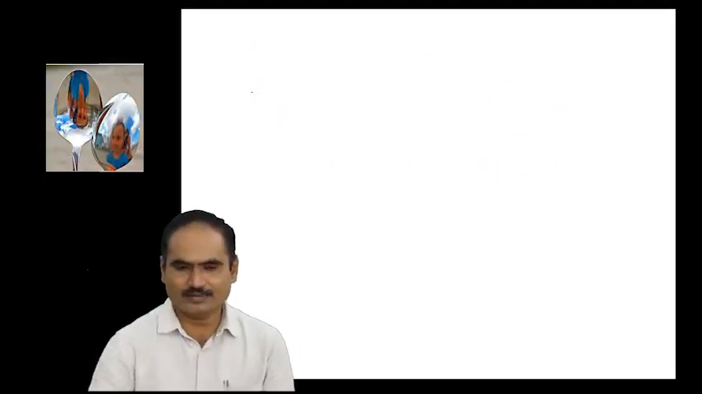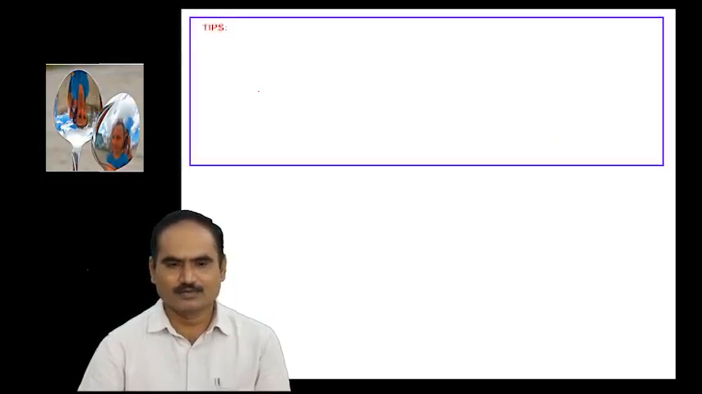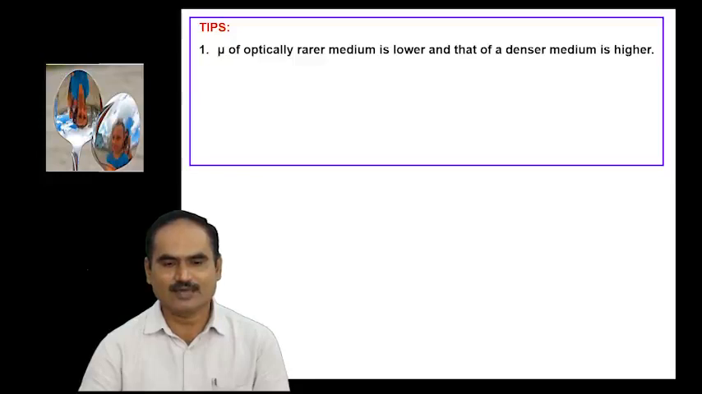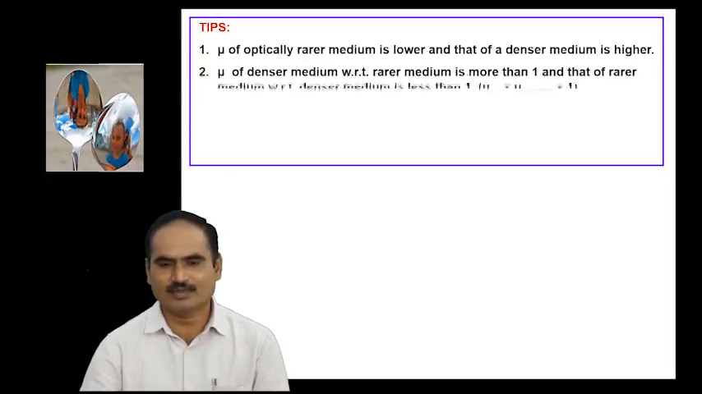Now let us understand what is meant by refractive index. The refractive index will be different for different transparent media, right? So one thing you should see is that an optically rarer medium has a lower refractive index than the denser medium. Number one.